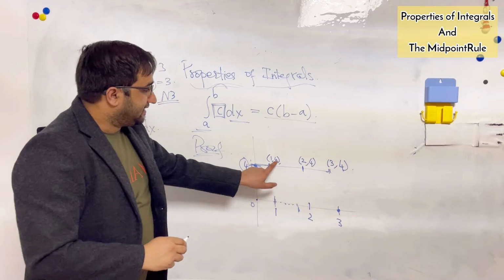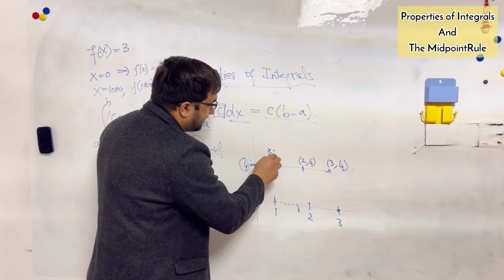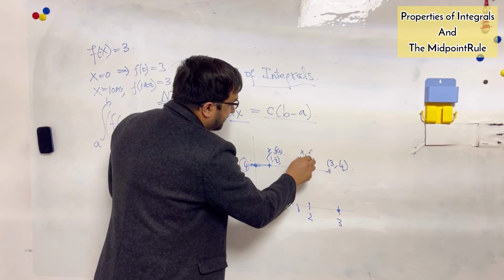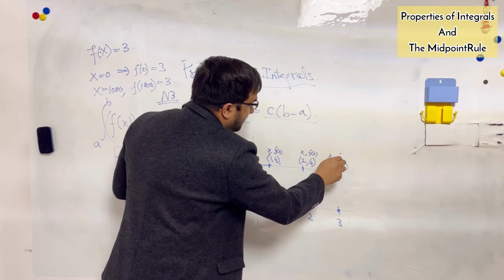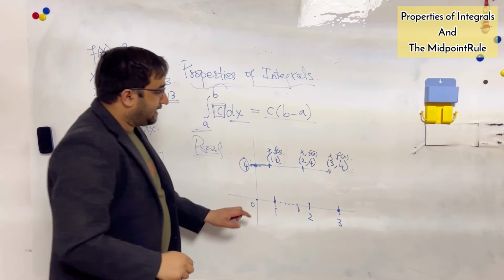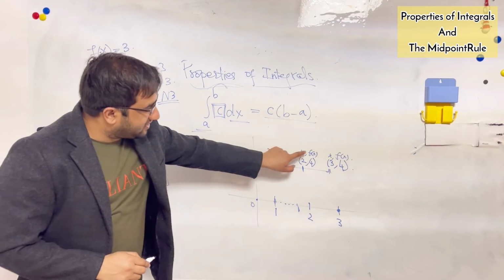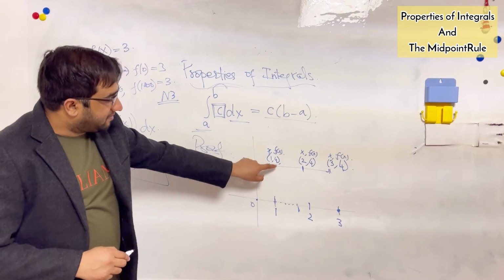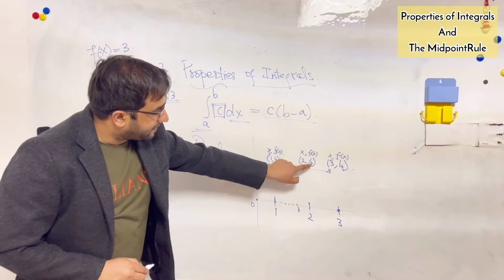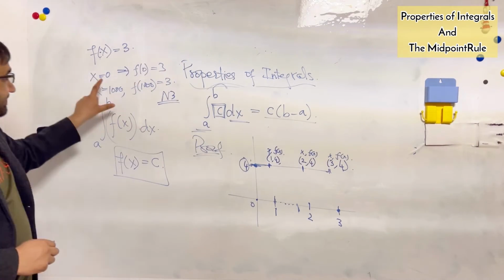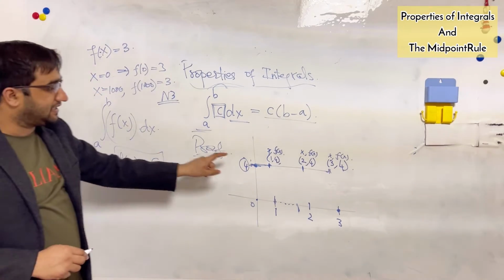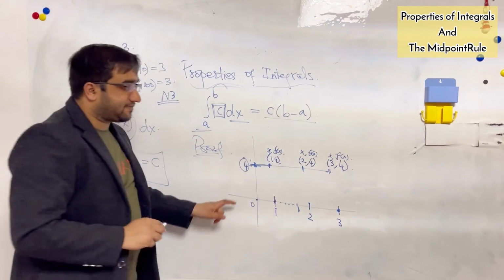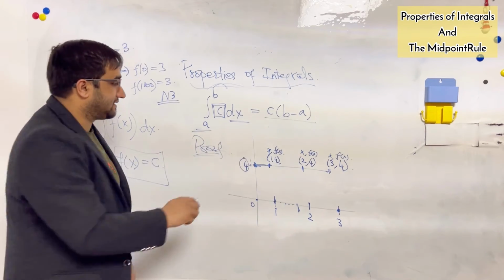So what is this? This is x, and the second one is f of x. This is x, the second one is f of x. So you see, x is changing at every point, but f of x is the same. This is the property of the constant function: whatever the value of x is, f of x will remain the same, corresponding to the same specific value on the y-axis.